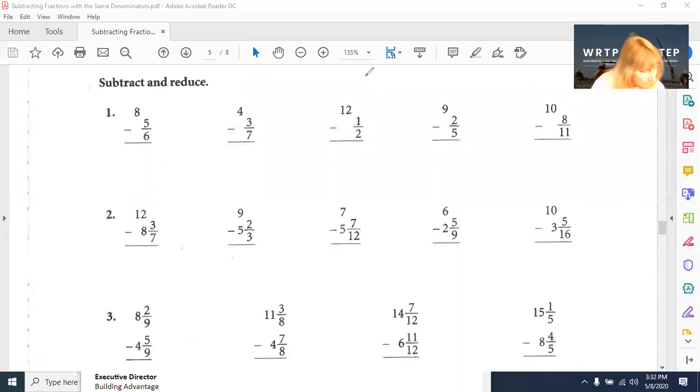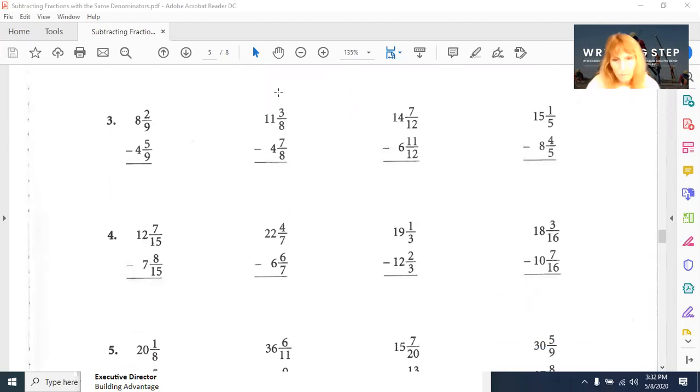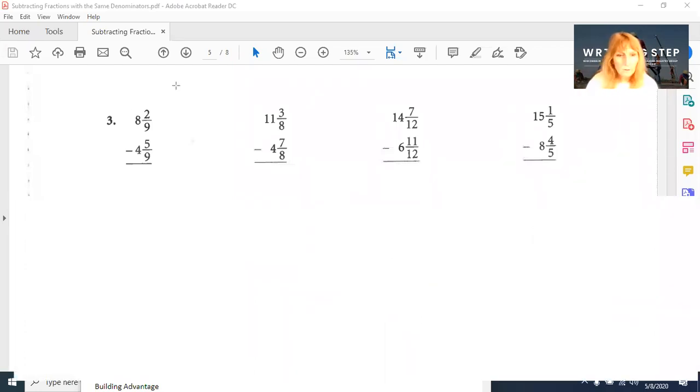Let's look at row 3. See what's going to start happening here. And we're going to cover up all of this. And let's look at the first one in row 3. So for this one, we have 8 and 2 ninths minus 4 and 5 ninths. So I'm going to take 5 ninths and I'm going to subtract it from 2 ninths. Can I do that? No, because 2 is smaller than 5. How can I subtract more than I already have, right? So I will have to borrow.